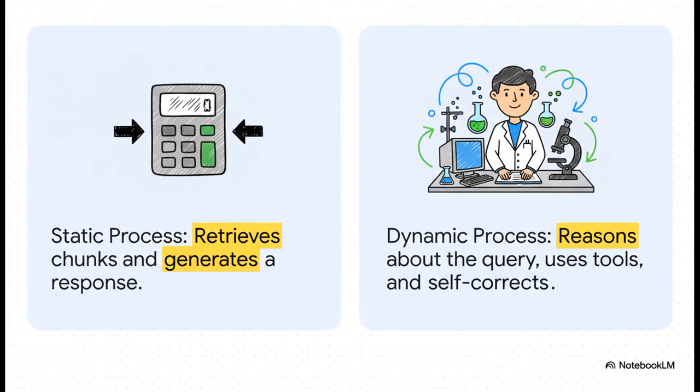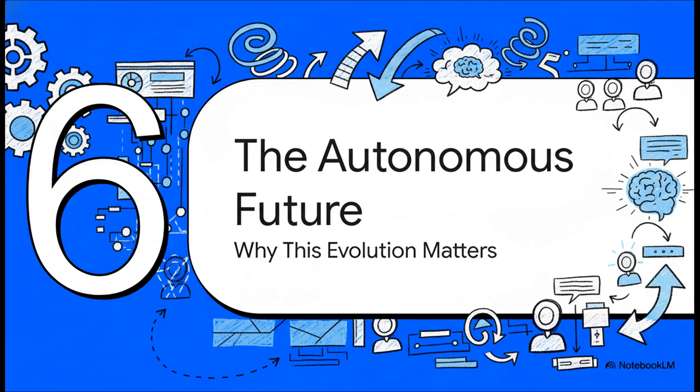So if you remember one thing, let it be this. The old way is a static process. It retrieves some info and gives a response. This new agentic way is a dynamic process. It reasons, it acts with its tools, and it self-corrects. It's kind of like the difference between a simple calculator that gives you one answer and a full-blown scientific researcher who runs multiple experiments to find the truth. So, this is way more than just a cool tech upgrade. It's a really fundamental shift in what we can start to expect from AI.